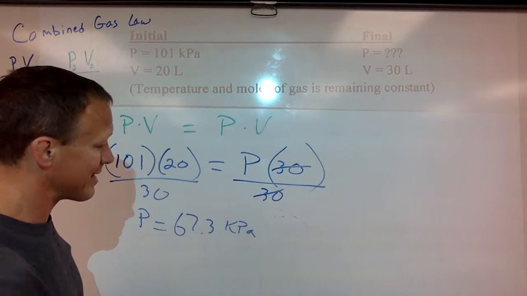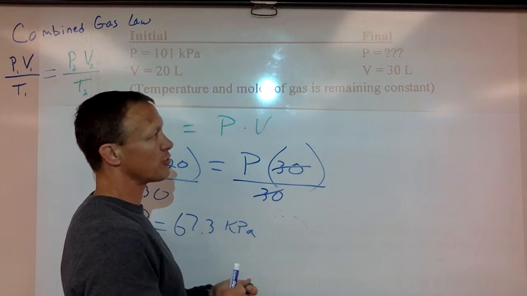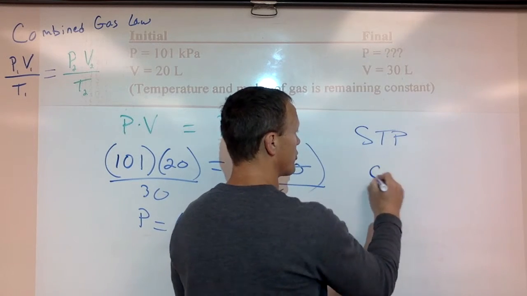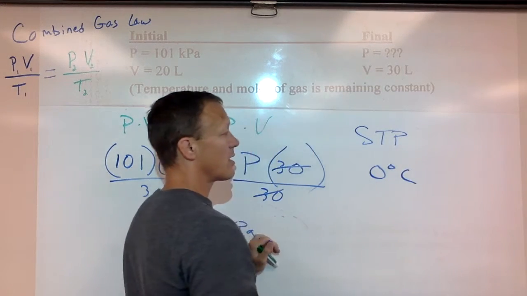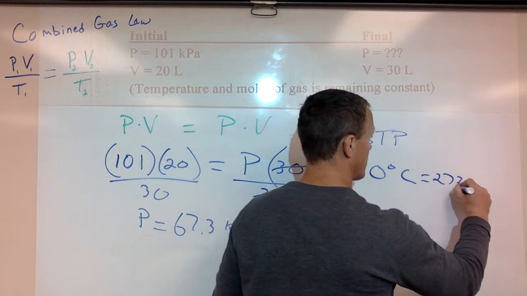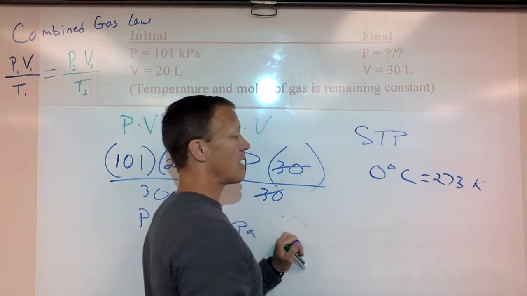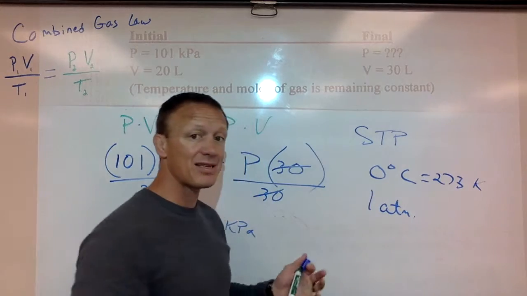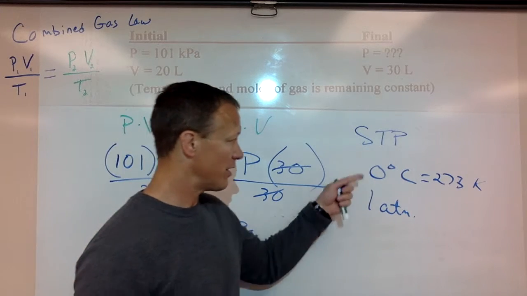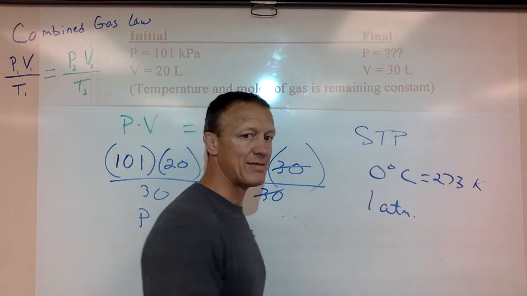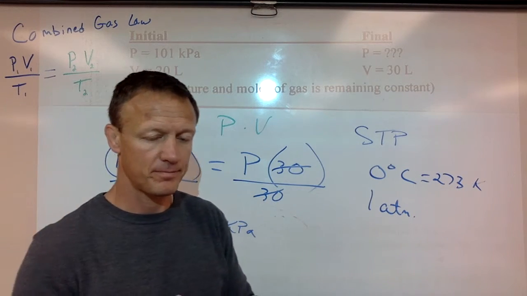The only other thing I will tell you is STP means standard temperature and pressure. STP is standard temperature and pressure, which is 0 degrees Celsius, or 273 Kelvin, and 1 atmosphere of pressure. So if it says something's at standard temperature and pressure, that's 0 degrees Celsius, 1 atmosphere of pressure. 1 atmosphere, remember, is 760 millimeters of mercury. You'll have that conversion sheet.